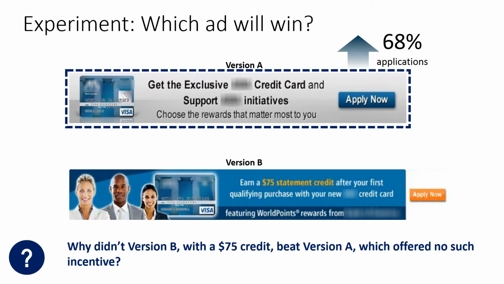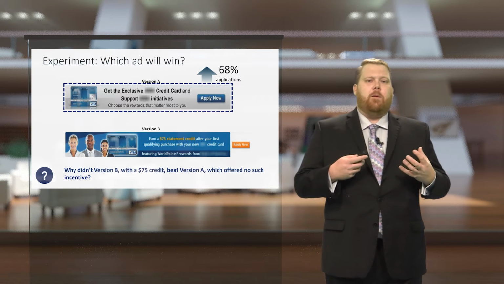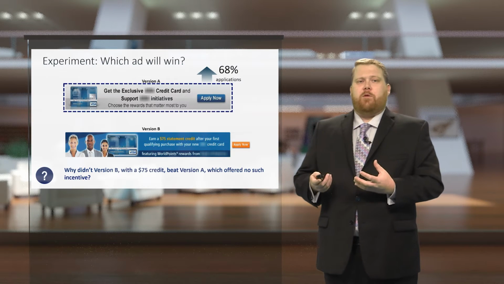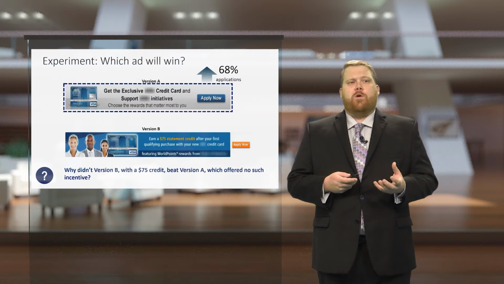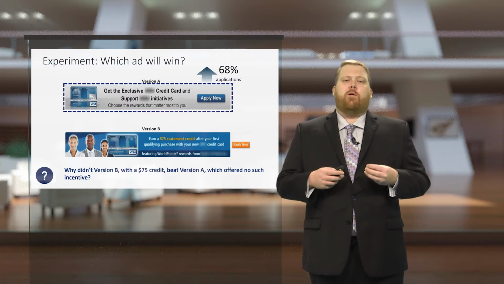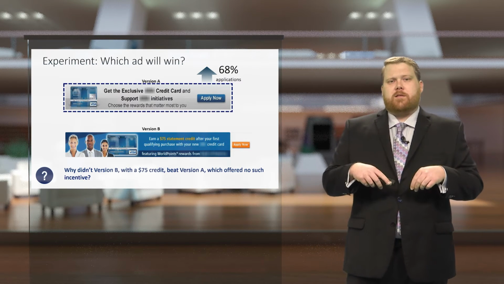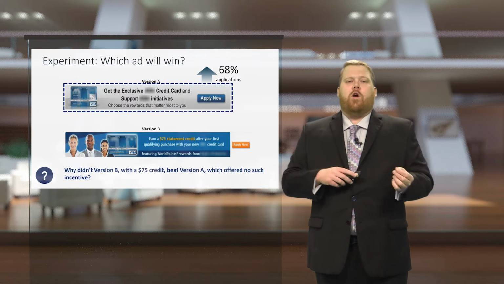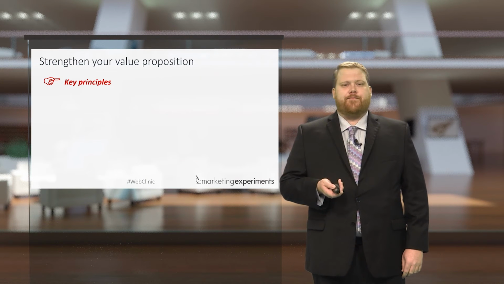Read the headline: get the exclusive credit card and support your initiatives. Choose the rewards that matter most to you versus the $75 statement credit. The great thing about preparing a value proposition in the appropriate way is that you can actually get a bigger gain and keep more revenue because you don't have to incentivize anyone. We're not trying to persuade someone to come on and click this button. We're providing the value within the thought process that they're in that gets them to want to be part of this exclusive offer.